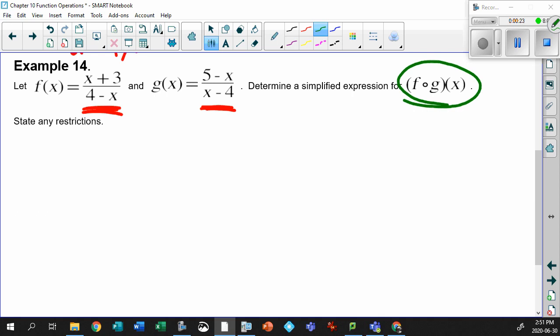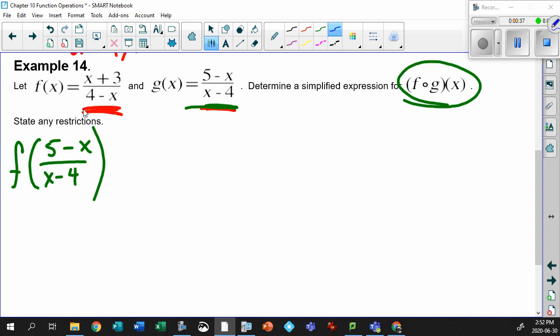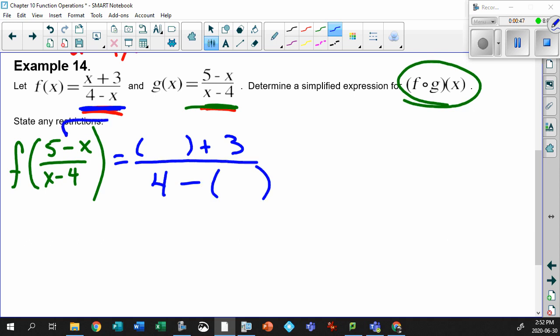Well, remember, we're taking f of g of x. So g of x, which is this right here, has to go inside the f of x. Well, I hope you got lots of paper for this one because this is going to be interesting. Tell me what the original f of x looked like. Well, there it is. So it's blank plus 3 over 4 minus blank. And those blanks are going to be replaced, of course, here and here.